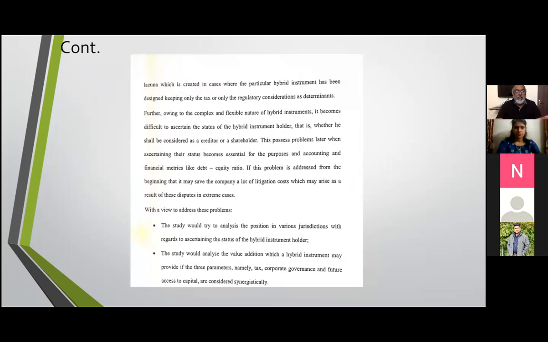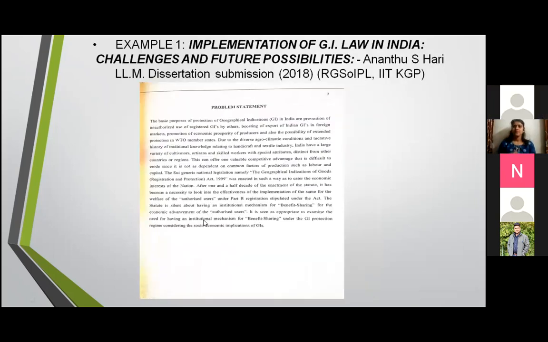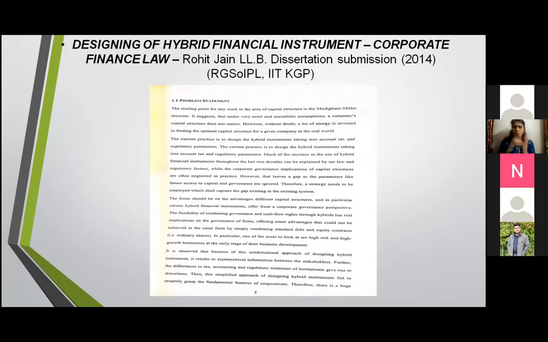And finally, with a view to address these problems, what are the objectives that the researcher has undertaken? He has directly put it here. But usually whatever the study is trying to do comes under research objectives. So this is how the problem statement can also look like. Apart from the problem statement being put in one paragraph, you can divide it into 3 to 4 paragraphs as well.